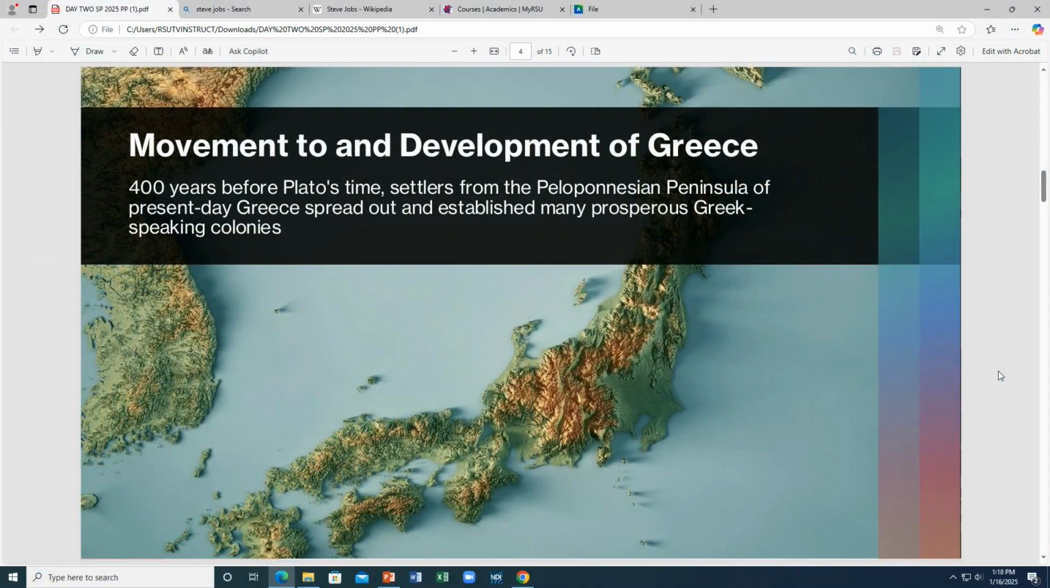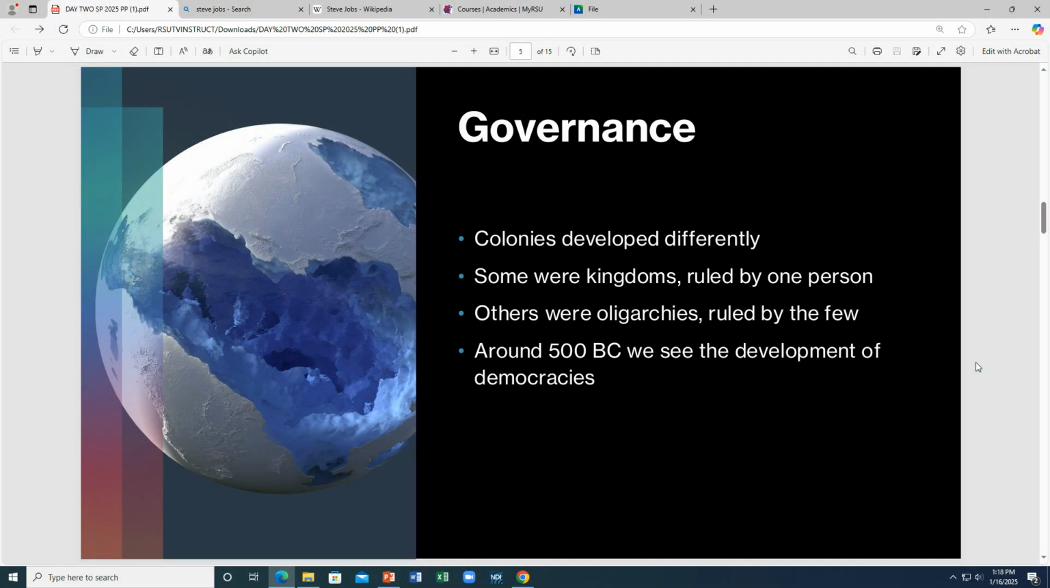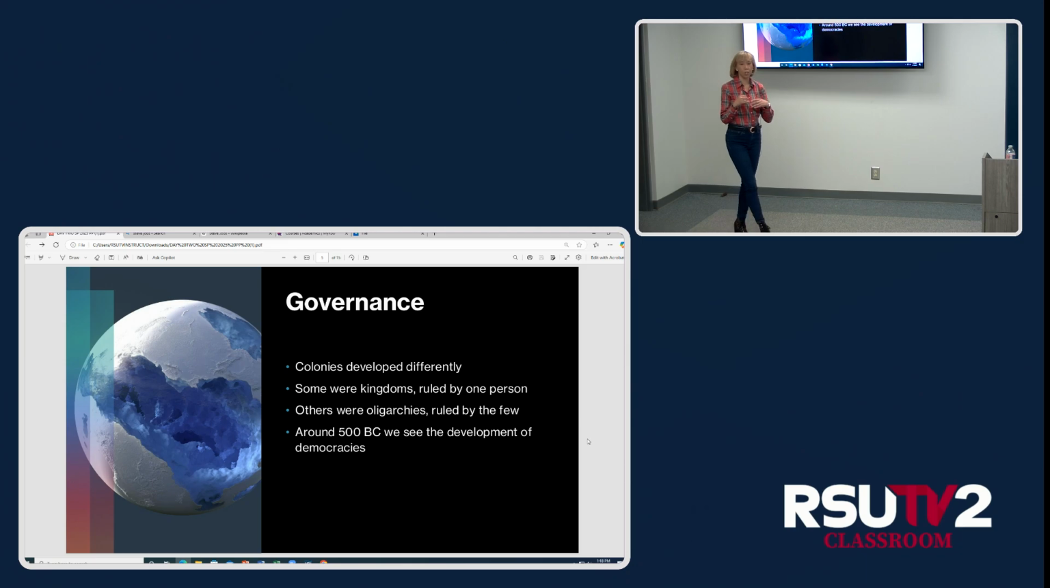Now, not all of those colonies were created equally. So you establish a colony, you've got to have your own rules, right? And in terms of governance, there was a lot of difference between these colonies. So they developed differently. Some were kingdoms. So these were colonies that were governed by a king. The king had all of the say, right? And so you can imagine if you were in a kingdom, that's going to look a little bit different than being in a democracy, right?